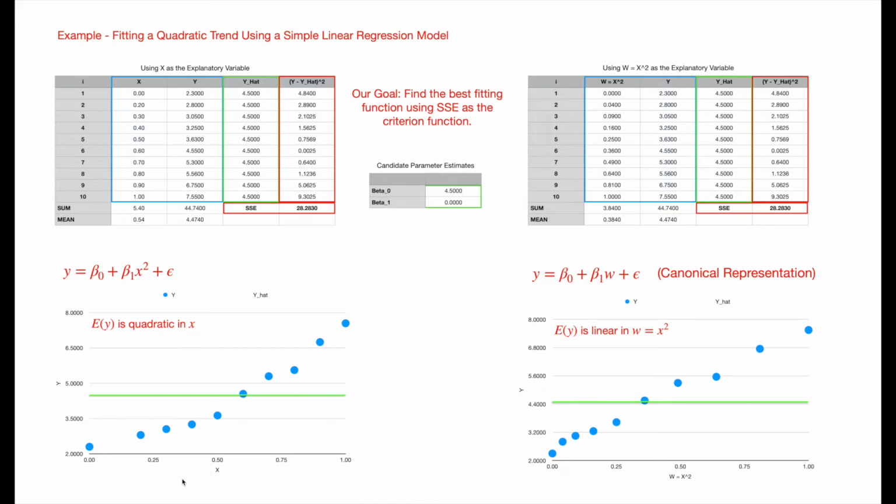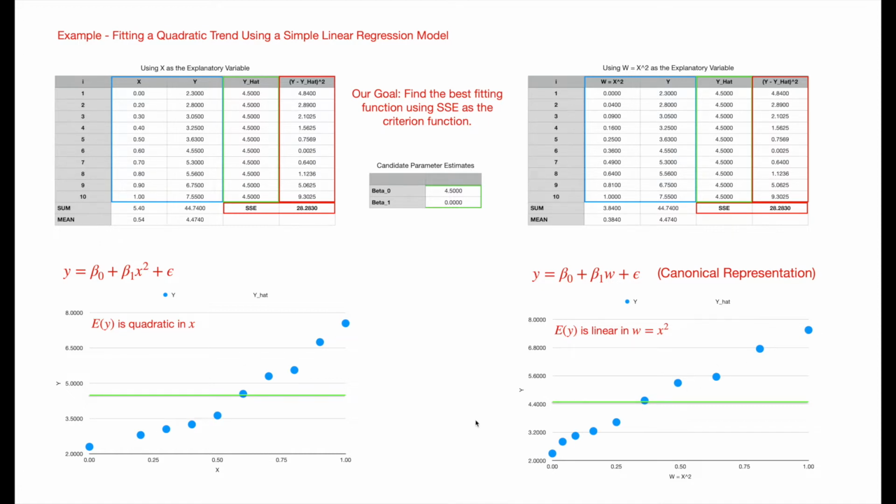And if you look at these two graphs, in the lower left corner, where x is the explanatory variable, we can see curvature in that scatter plot. All right, and so it's pretty clear that there's a nonlinear relationship between the deterministic component of the model, in other words, the expected value of y, and the explanatory variable x. On the other hand, in the scatter plot where w equal to x squared is the explanatory variable, that scatter plot looks linear.